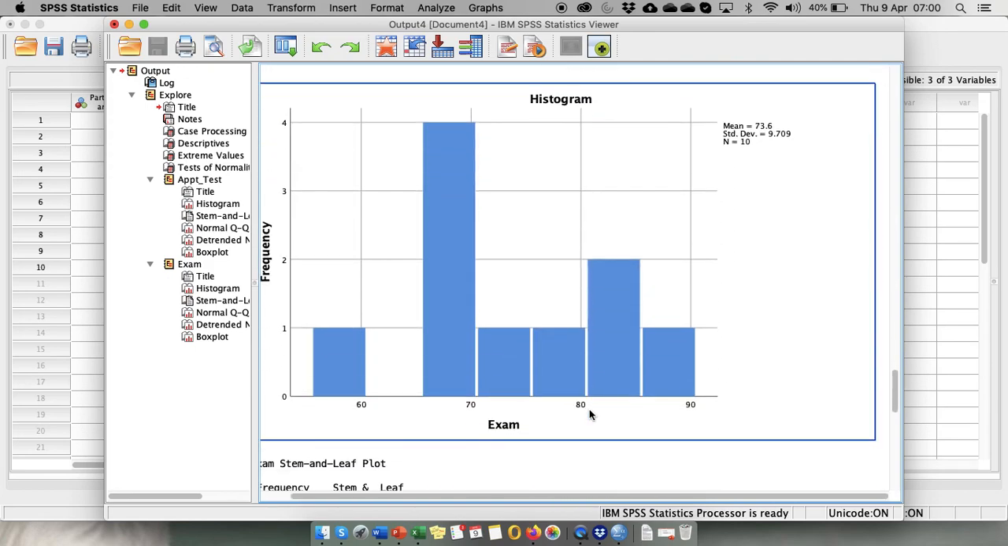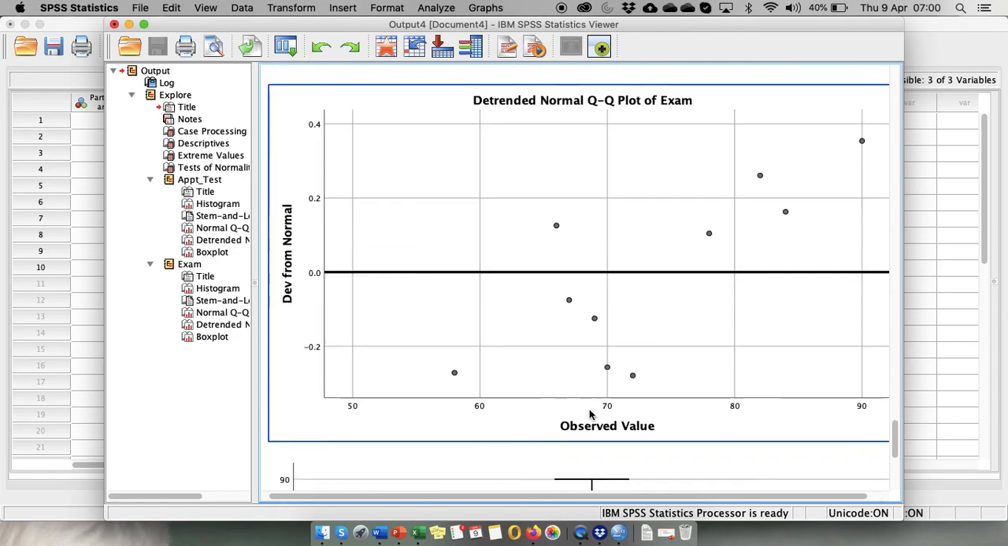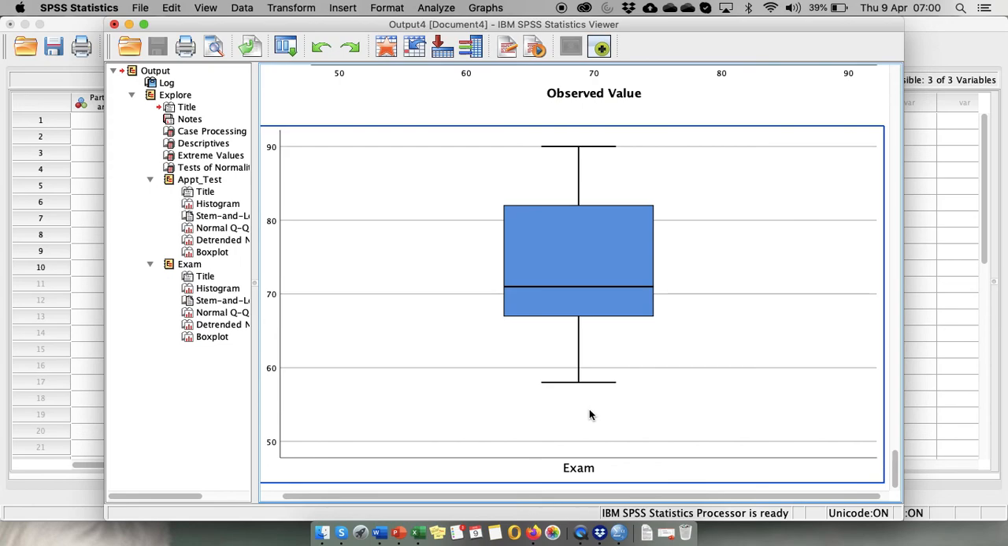Then we'll look at the histogram of the exam. Again, a bit ugly, but actually not that bad. It looks relatively bell-shaped. And we look at the exam box plot, and again, no outliers. So our assumption of relatively normally distributed variables is satisfied, and there are no outliers in the dataset.